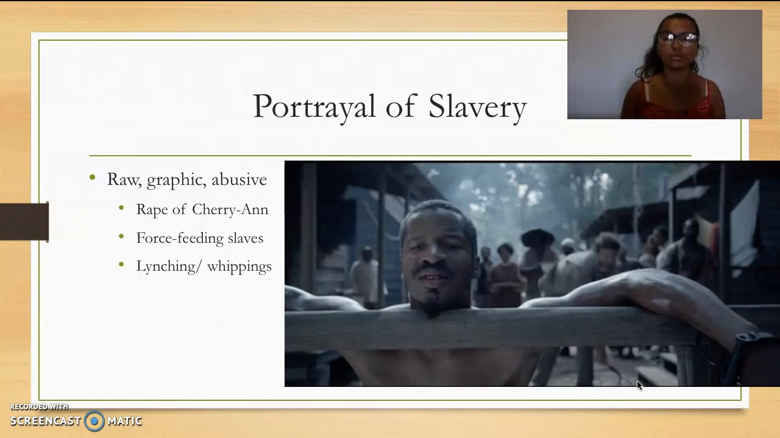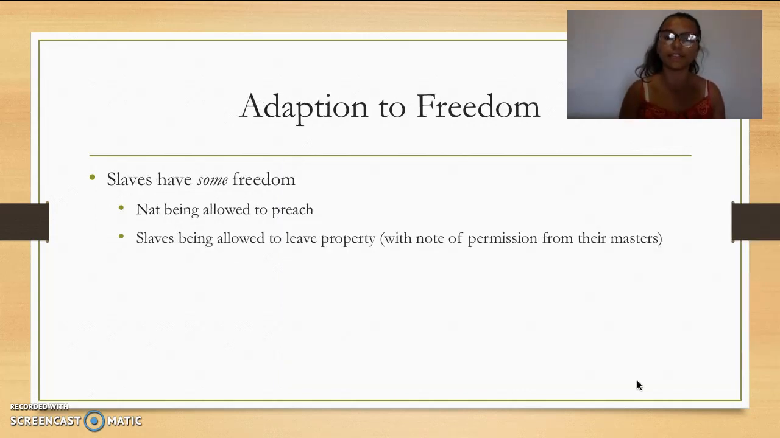And so he was severely whipped here, and he was left there until the next morning. His consequence for talking back was that he was not allowed to preach anymore, because his owner realized that his preaching was giving other slaves power, and his motives were to be unruly, and it wasn't really keeping the slaves in line. So the way that the film showed an adaptation to freedom was by showing that the slaves had some freedom but not complete freedom.